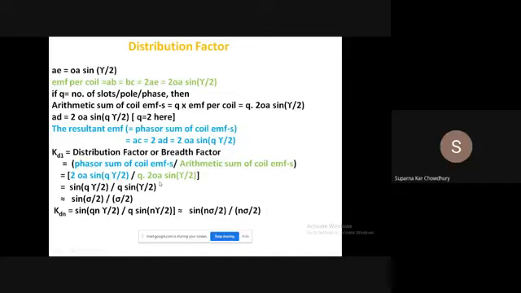But there are certain advantages of distributing. The advantage of distributing is the value of KD for higher harmonics. Now for the harmonics, as the waves are symmetrical, there are no even harmonics, only odd harmonics are there.